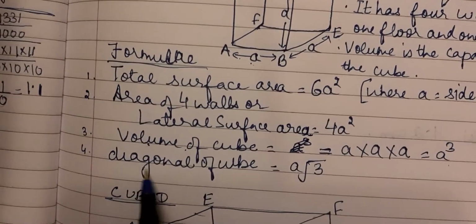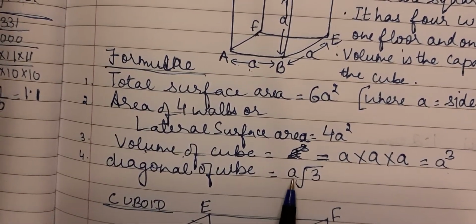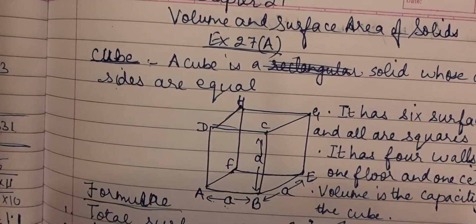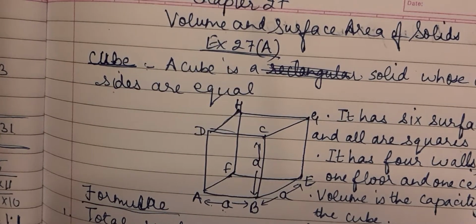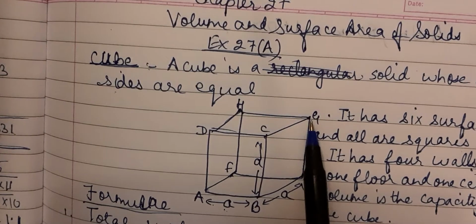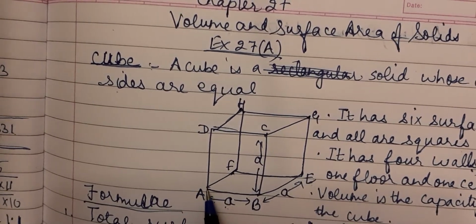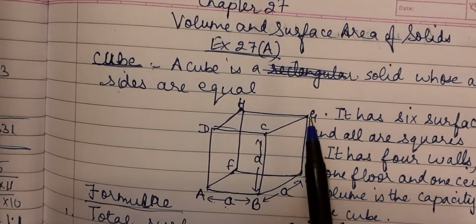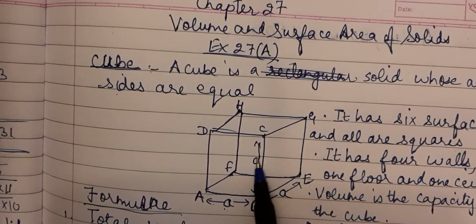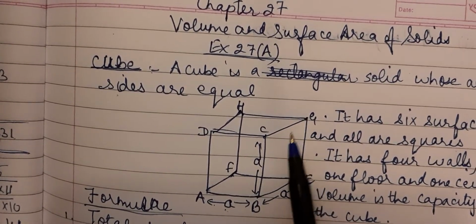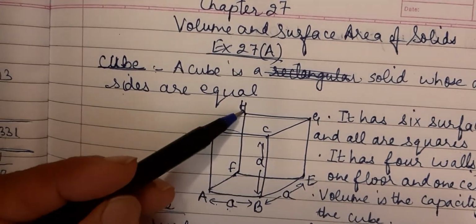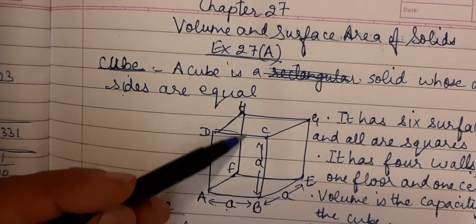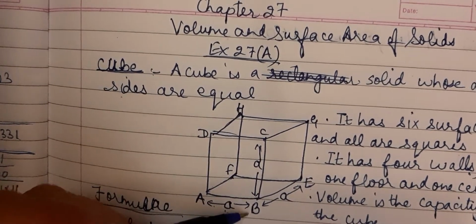And what is the formula for the diagonal of a cube? It is a under root 3. And what is diagonal? Diagonal is actually the longest rod which you can keep inside a cube or a cuboid, or you can say a solid, which is this length. From this edge A to the edge G, the longest rod which you can keep inside will be AG, or you can say BH. This is called the diagonal of the cube, or you can say ED.